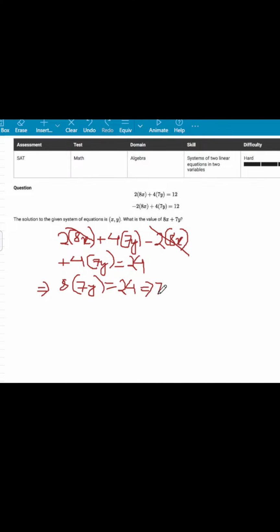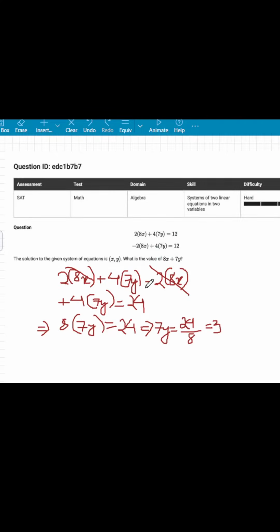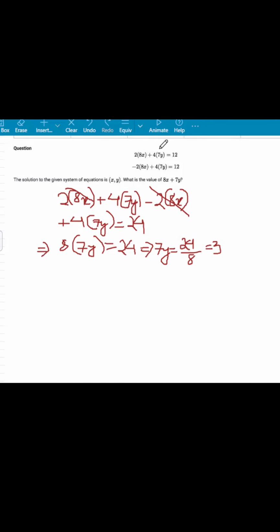So 7y will be 24 by 8, which is 3. Okay, so 7y is 3, and then let us put that value here in the first equation. 2 into 8x plus 4 into 3 is equal to 12.